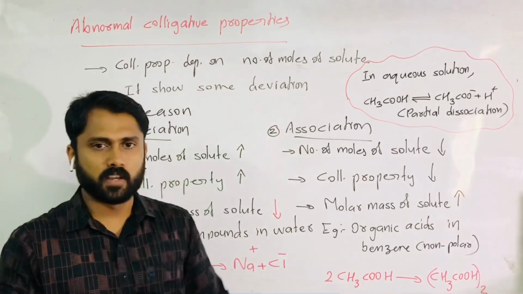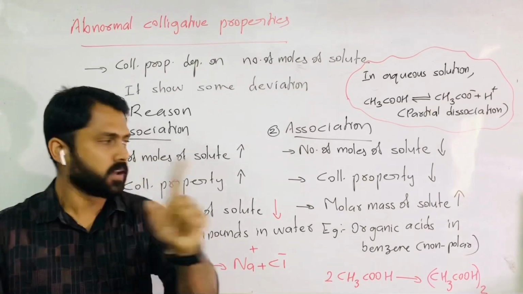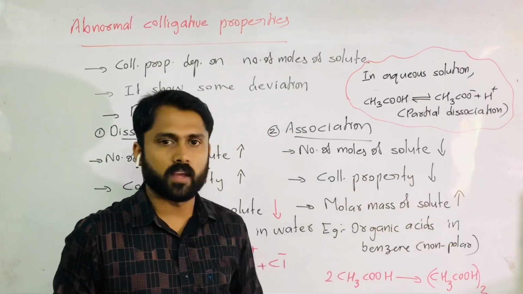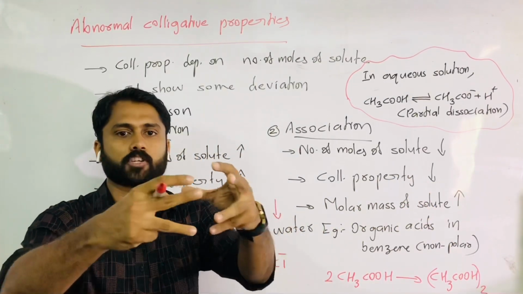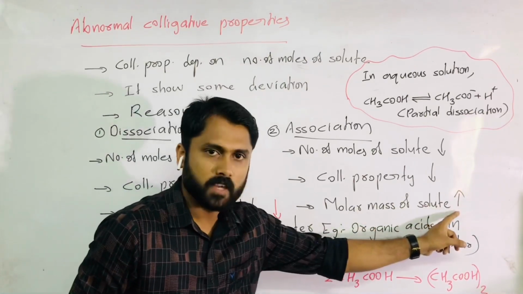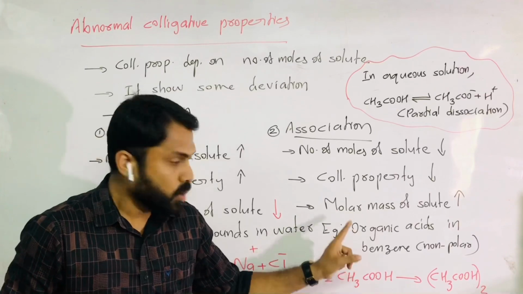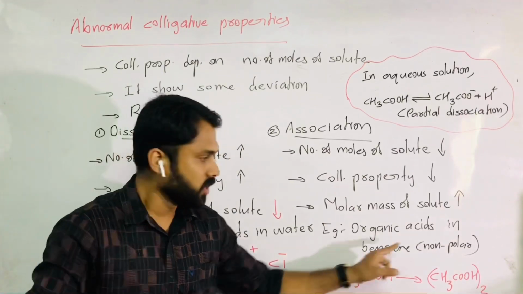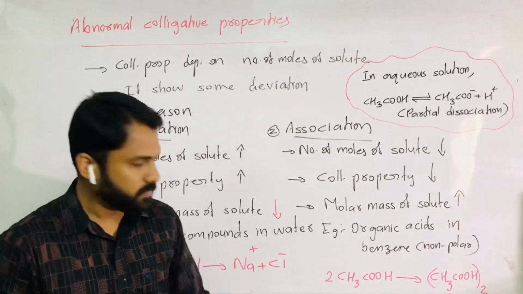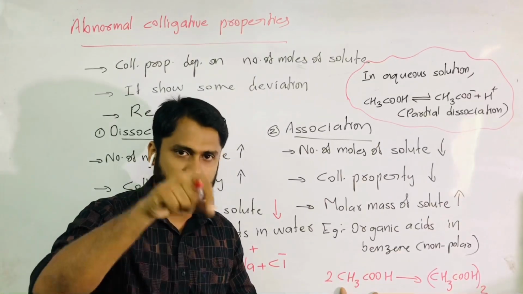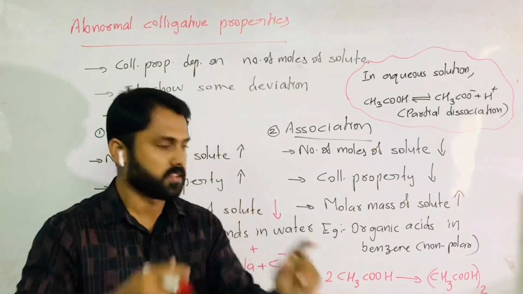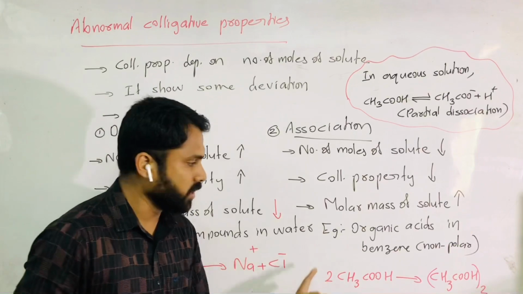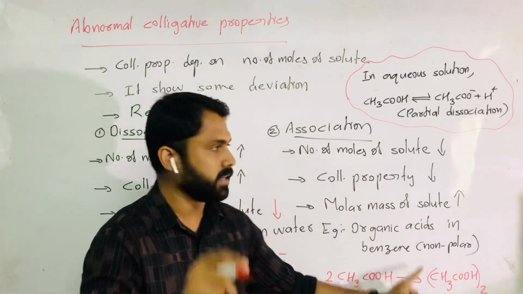Association is just the reverse. If two particles associate to form one, the number of moles of solute decreases, the colligative property decreases, and the molar mass increases. Why? Now one particle is the combination of two, so the molar mass of solute increases. It is possible when an organic acid like acetic acid is dissolved in benzene, a non-polar solvent. Two molecules associate to form a dimer, so two molecules before solution become one, that is association.